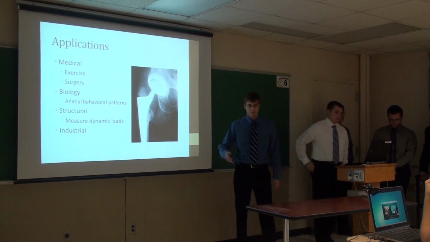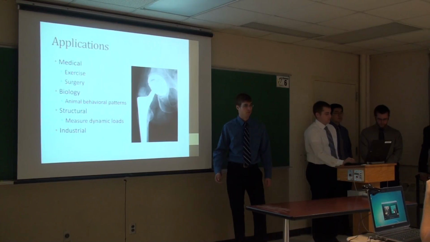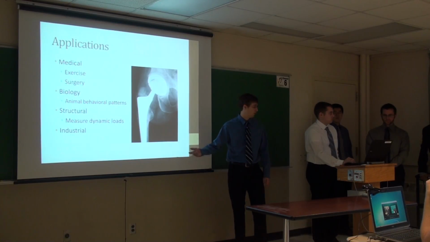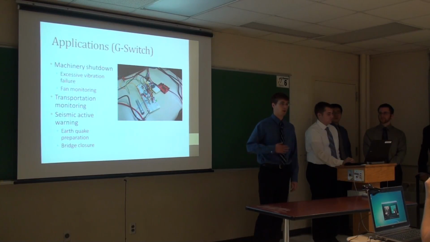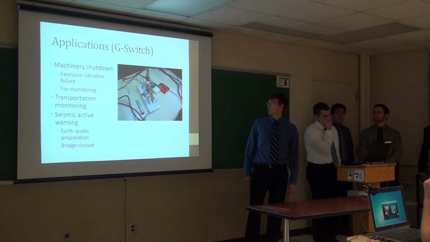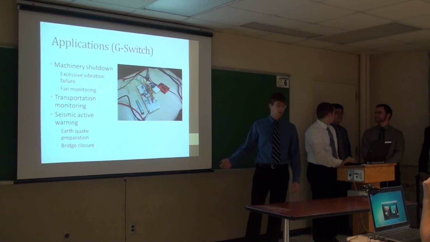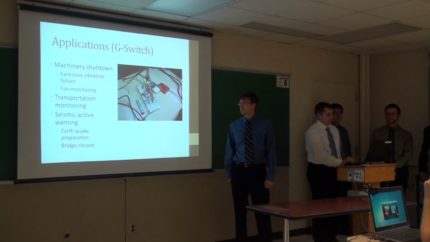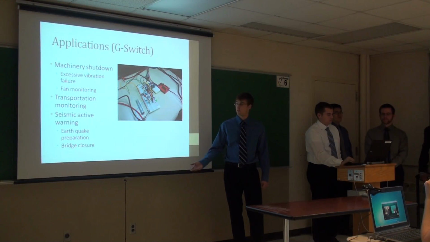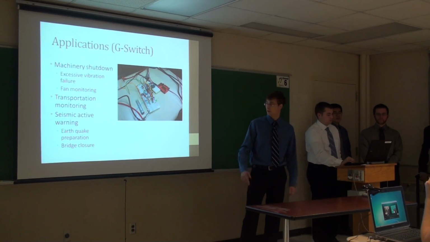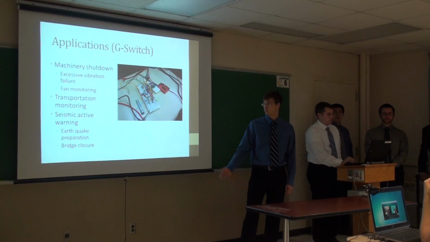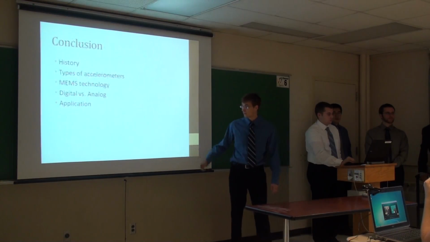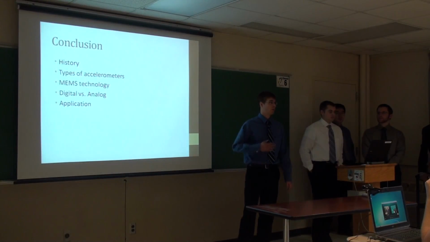Structural, it can more accurately measure the loads in a large building. And also, of course, industrial, which brings us to our design, which is the user-settable G-switch. The primary goal of that is to shut down machinery if there's excessive vibration, and it can do that very accurately. It can also do a lot of other things. G-switches are used for transportation monitoring for high-value cargo, and also for seismic activity warning, earthquake preparation and such.